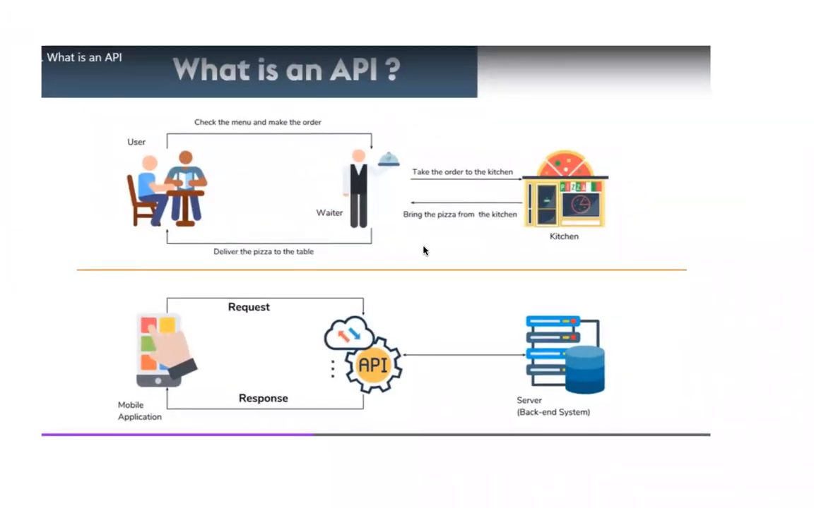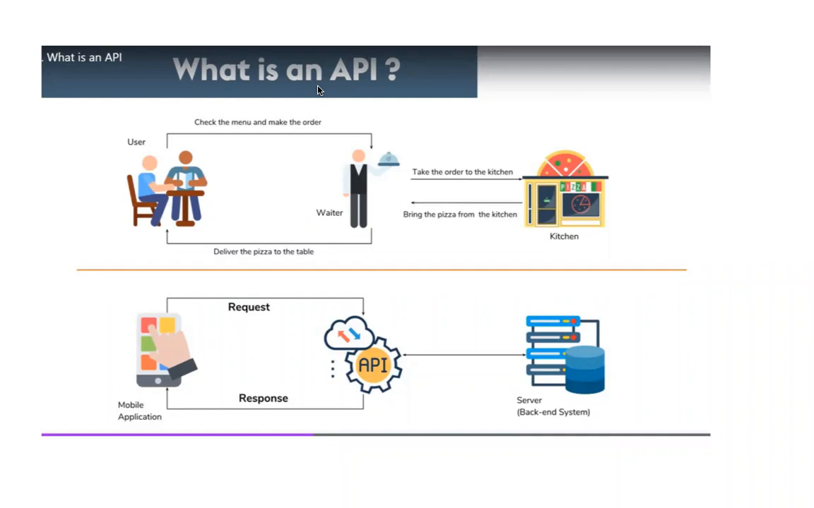Okay, perfect. Are you able to see my screen properly? Yes. You can see here what an API is. API is nothing but application programming interface. By using APIs, we can exchange information between two parties. That could be between two humans or between two software systems. One best example here is this.